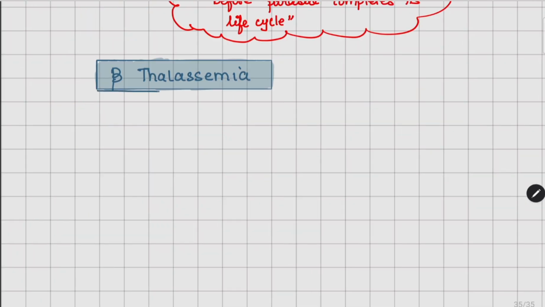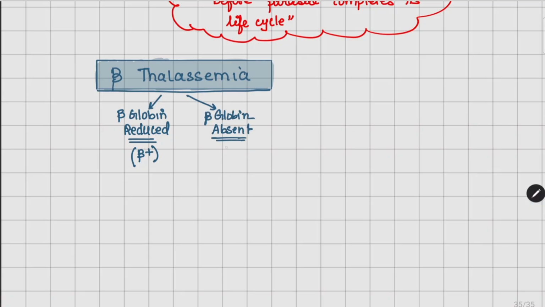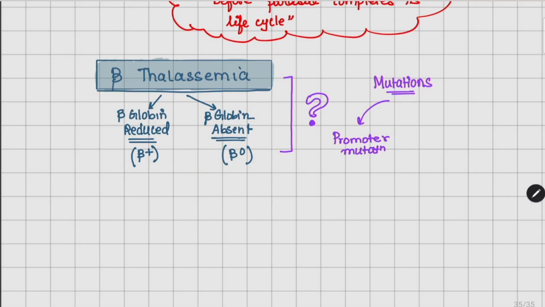Now let's learn about beta thalassemia. So in beta thalassemia, we can either have reduced number of beta globin genes, and we can denote it as beta superscript plus, and we can also have absent beta globin genes, which we can denote as beta superscript 0. But why does this happen? They happen because of several mutations. Mutations like promoter mutations, splice site mutations, and frame shift mutations.